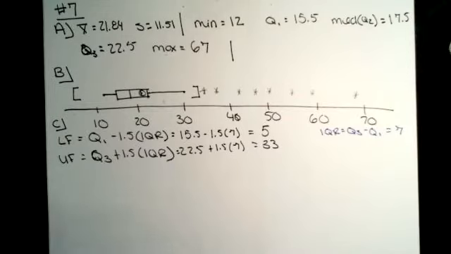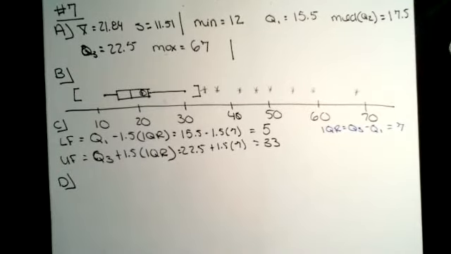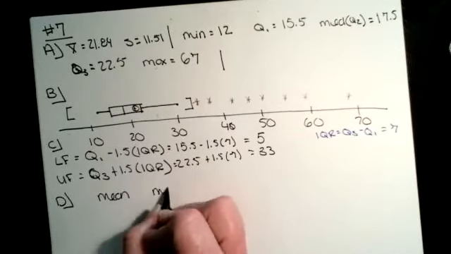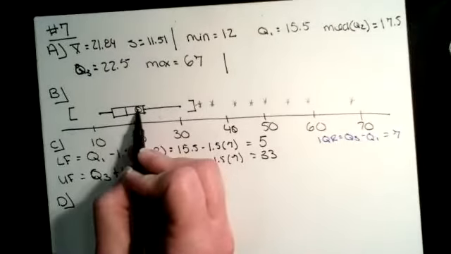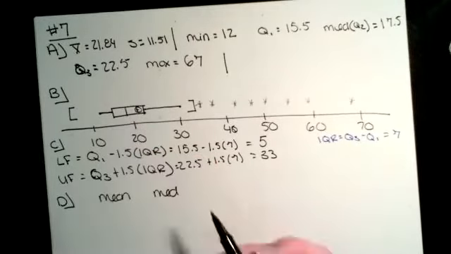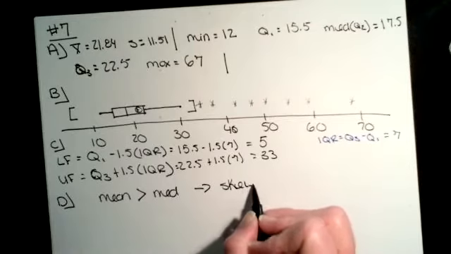Okay. And then part D, it wants to know from the box plot, looking at this, what shape would you say? So remember, when you're looking at the shape, you're going to compare mean versus median. Mean is this plus sign, right? Median is the middle vertical line. So mean is greater than median. It's to the right. That means skewed right.